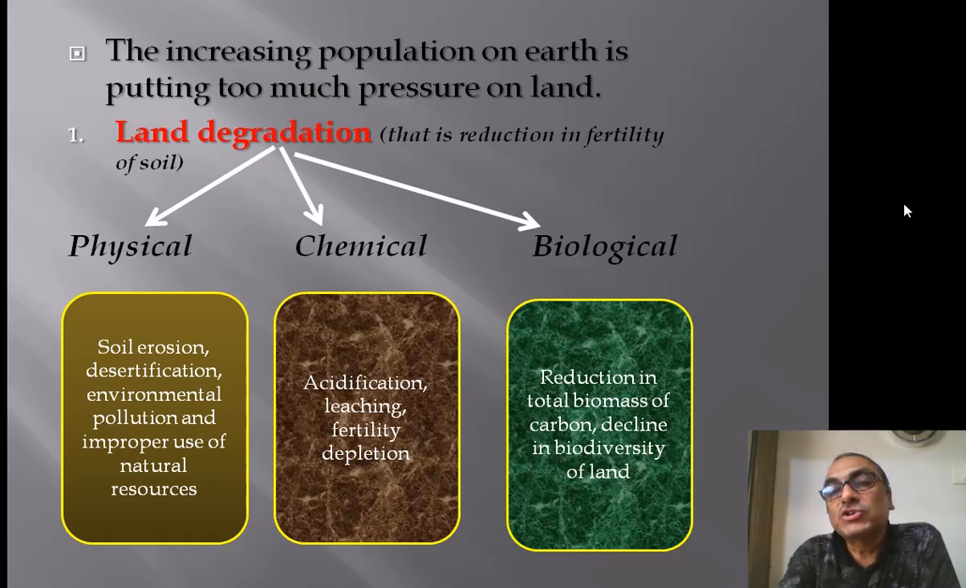Now, biological degradation of the land is because of the reduction in total biomass of the carbon, decline in biodiversity of land. It simply means we are cutting the trees, we are deforesting the land, and because of deforestation, a lot of the carbon containing resource, that is the plants, we are losing, and it is also causing the habitat destruction, and because of that biodiversity is also being badly affected.